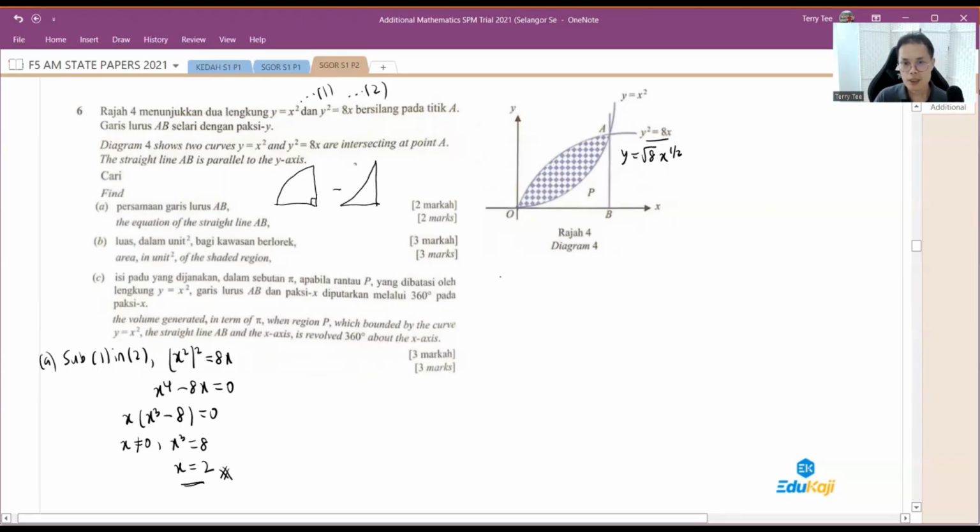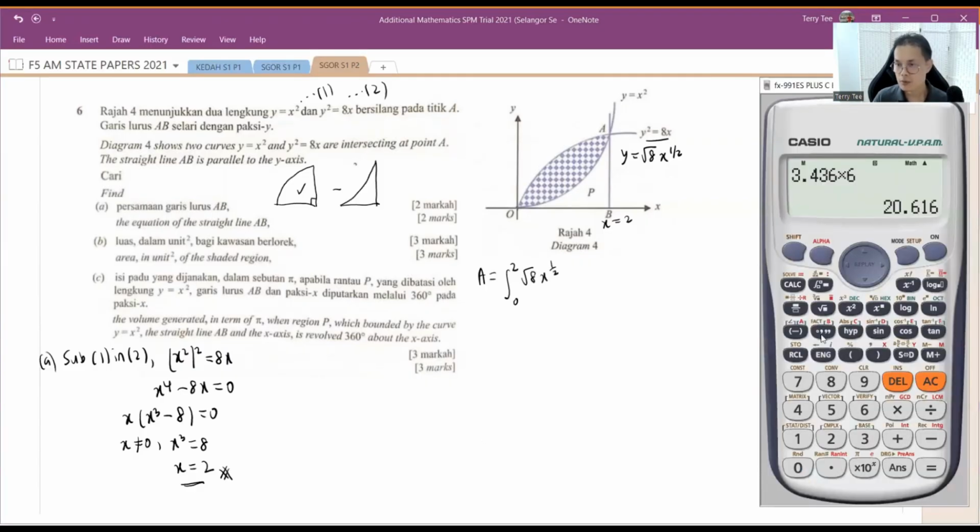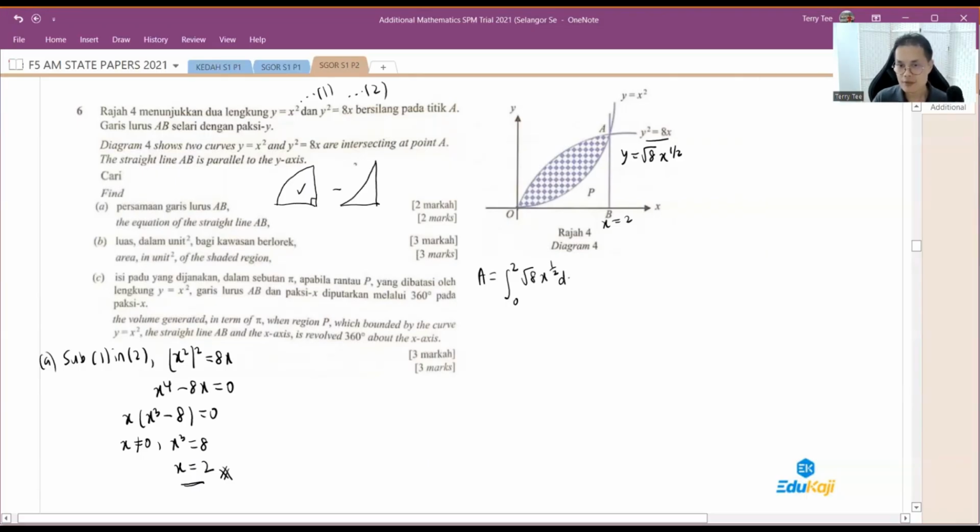All right, the bigger one will be integration 0 to 2, now that I know this x is 2. The curve above is square root 8 times x power half. Now you can simplify your square root 8. I know some of you would use your calculator and change it to 2 root 2. Yes, you can do that. If not, just leave it first. Then you subtract the one below. The curve below here is given by y equals x squared. So we write x squared dx, 0 to 2 as well.